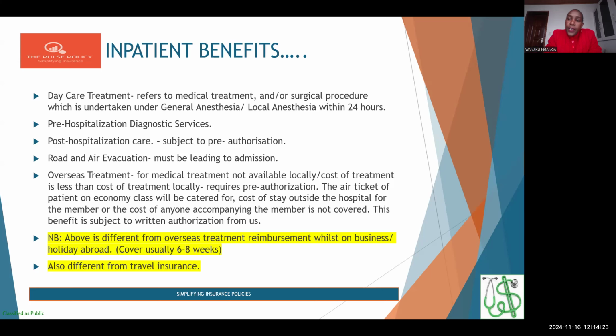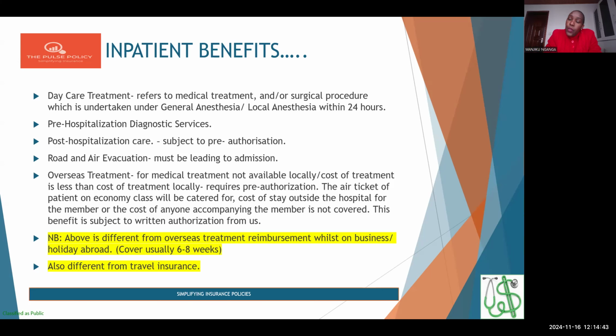Now, we also have, under most policies, you're going to find road and air evacuation. This is whereby you can get the services of an ambulance, or if you're in an area where you have an emergency and you have to be lifted by air to a hospital, this is covered by the insurance company.